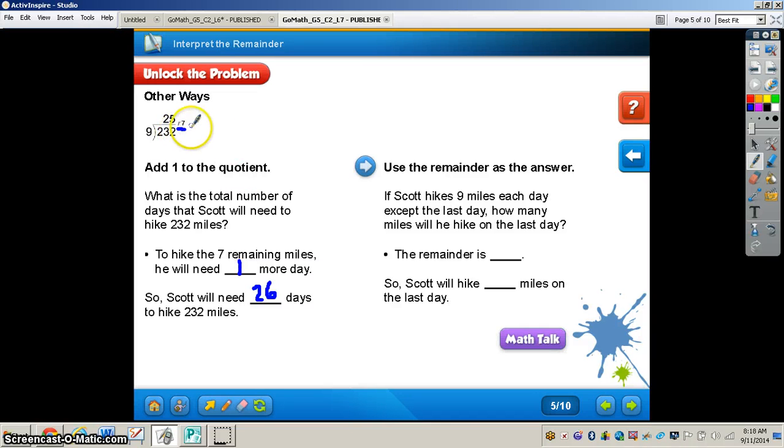Now the remainder, we understand that that's how many miles he's hiking on the last day. The remainder is 7. So Scott will hike 7 miles on the last day. So if you ever need to figure out how to interpret the remainder, these 3 different problems that I gave you will really help you out when you go to a worksheet and you kind of forget the different scenarios.